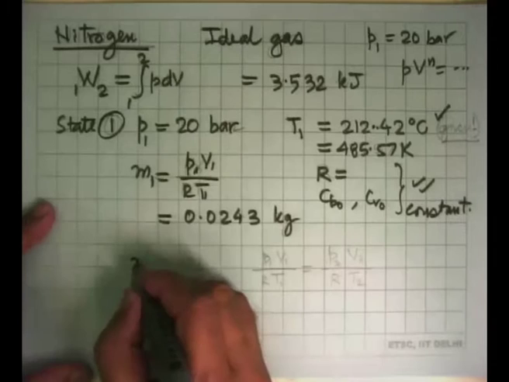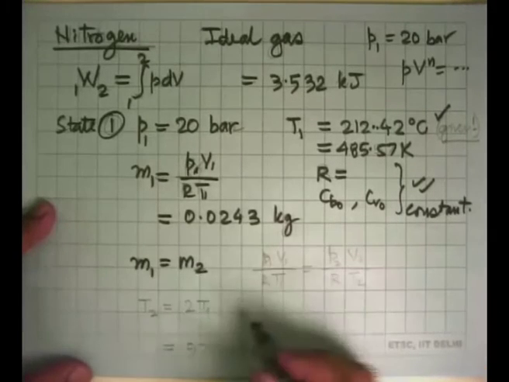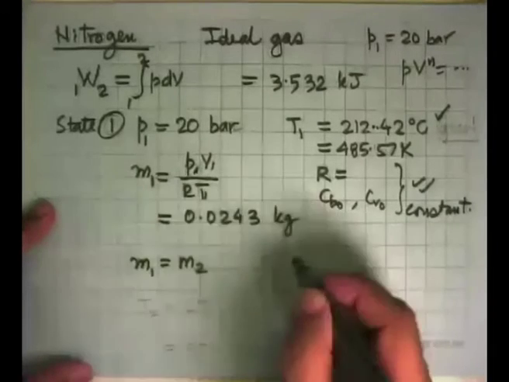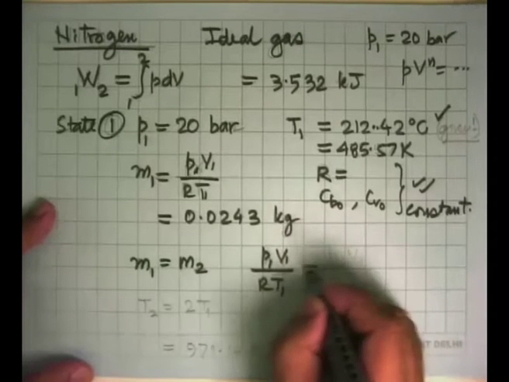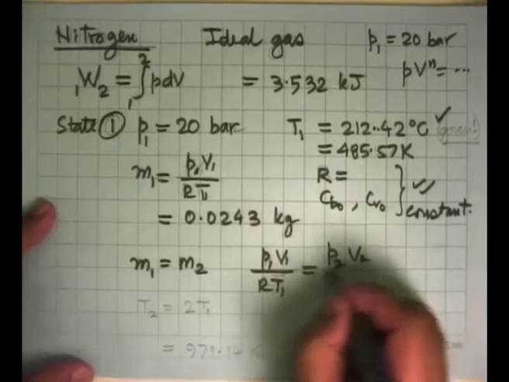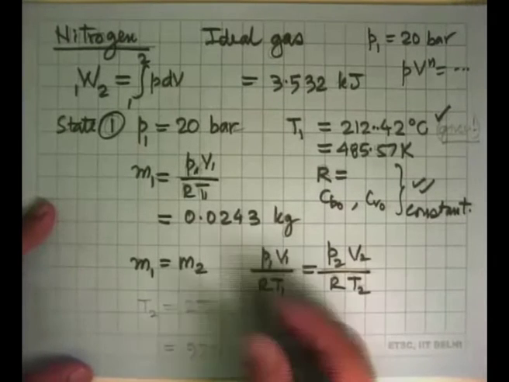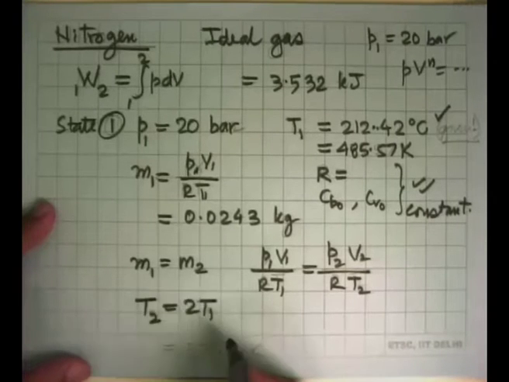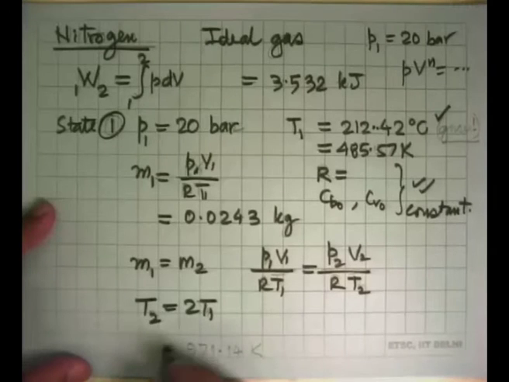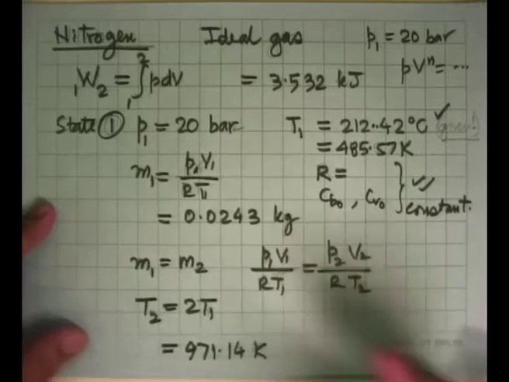The mass remains the same in the system. In state 2, M1 is equal to M2. So we can convert M into PV upon RT: P1 V1 upon RT1 was the mass at state 1, and this is P2 V2 upon RT2. When we solve this, we get that T2 is equal to 2 times T1. T1 has to be in Kelvin, so this becomes 971.14 Kelvin, or you can write 971.1, that's still good enough.